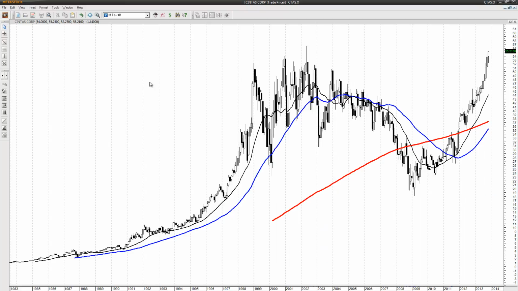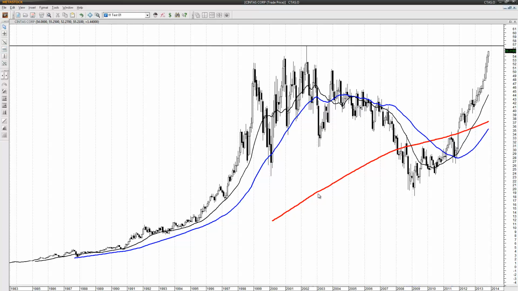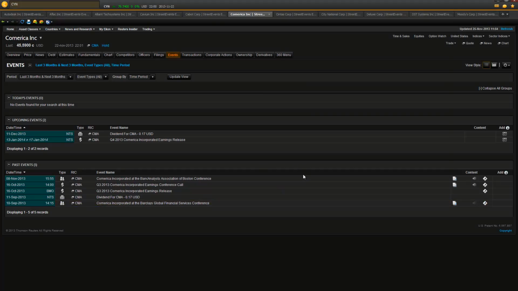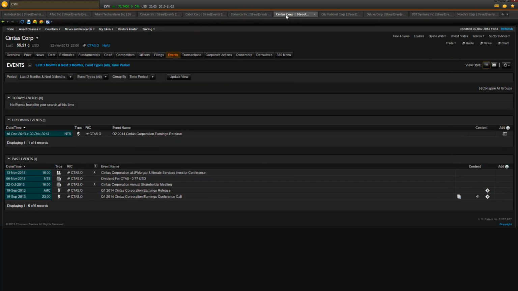Put up the next chart. Cintas. This high peak from 2002, 56.62. That's where I put in my short sell limit order. No earnings in the near future.